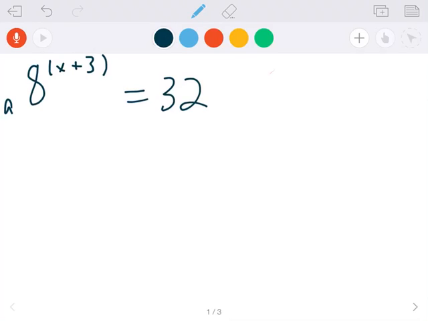All right, let's go through the practice problems. The first one, we have 8 to the quantity x plus 3 equals 32. There's a couple ways that we could go about solving this.